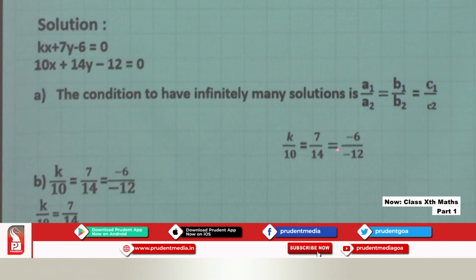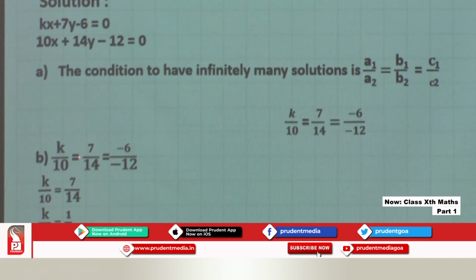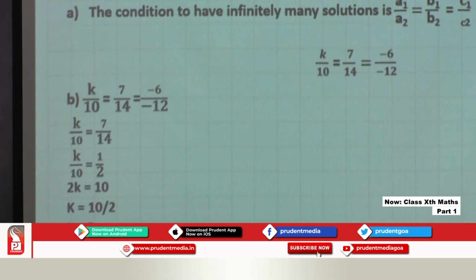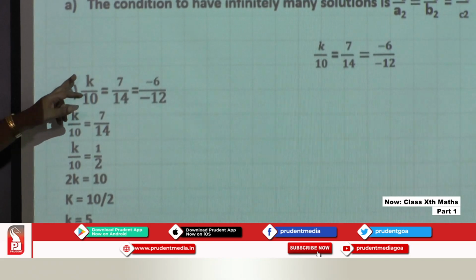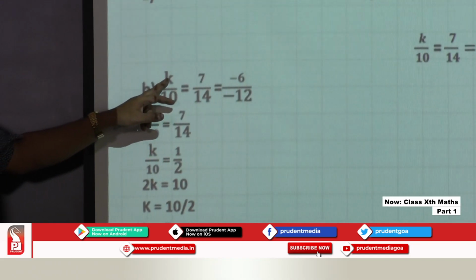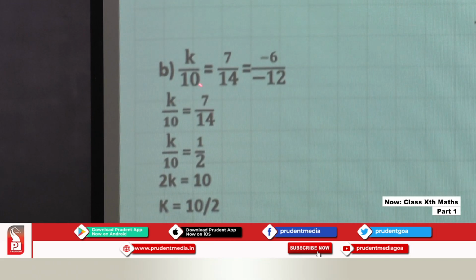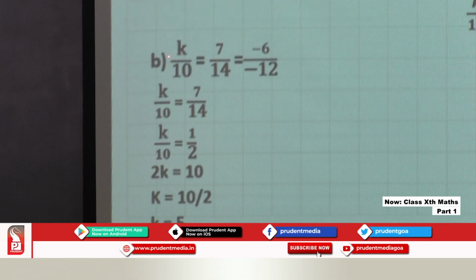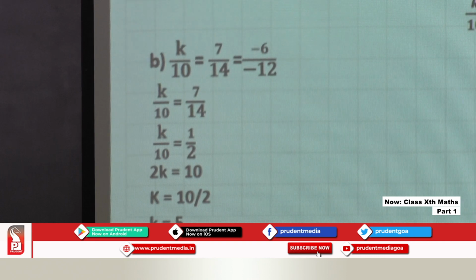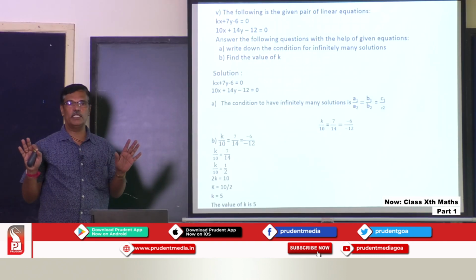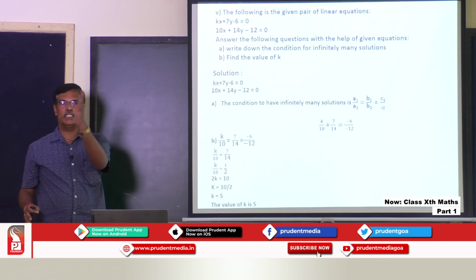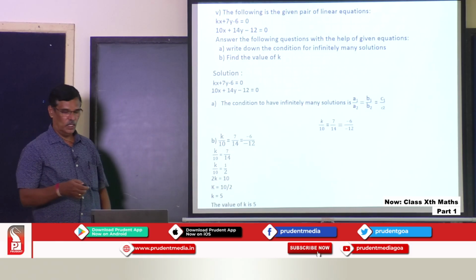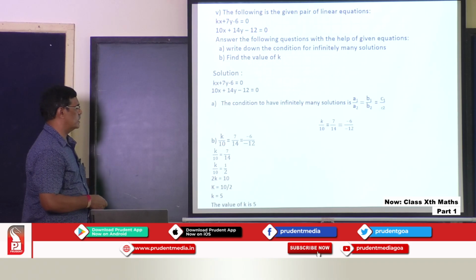we repeat this second step here. k upon 10 is equal to 7 upon 14 is equal to minus 6 upon 12. And then we see where exactly k is here. Now k is here, so we take only the first and second terms. You can even take the first and last terms also. There is no hard and fast rule there. I have taken the first and second terms here.